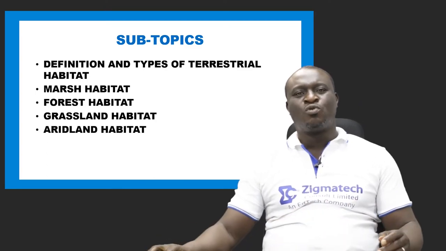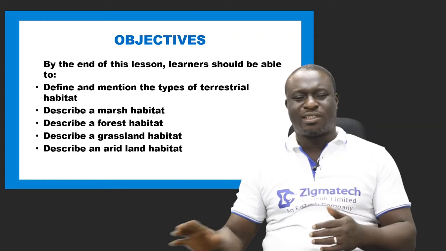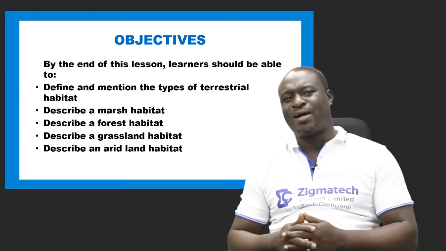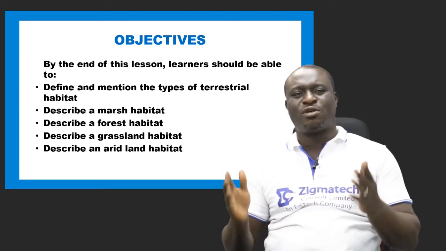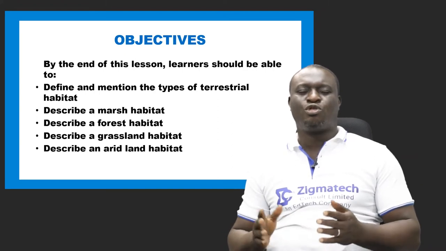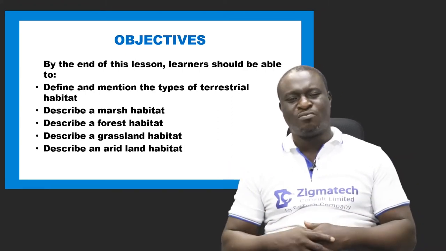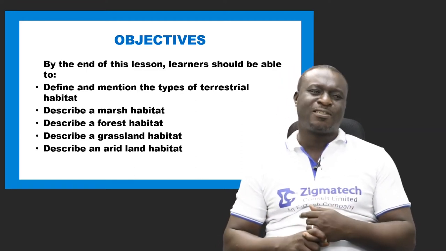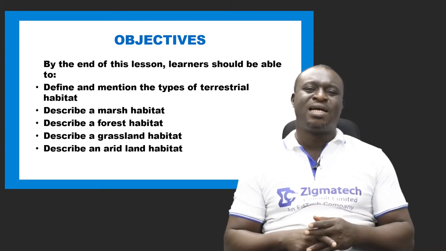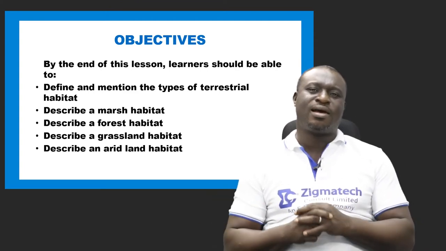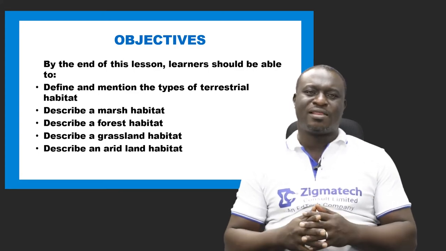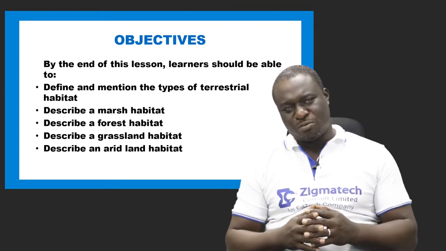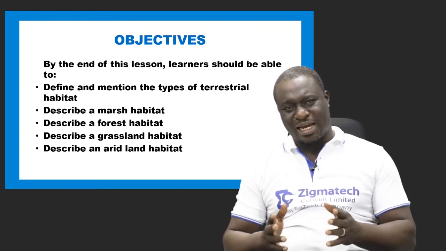Now, apart from that, we are also going to be looking at our objective. So by the end of this lesson, learners should be able to define and mention the types of terrestrial habitat. Also be able to describe a marsh habitat, a forest habitat, a grassland habitat, and also an arid land habitat. These are the areas you're expected to concentrate on in order to be able to answer a few questions that will be coming at the end of this class.